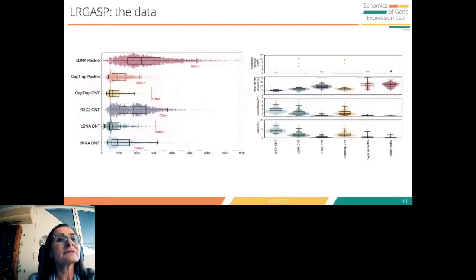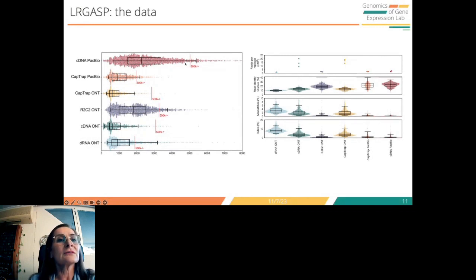So just to have a look at the data, I'm showing here different aspects. In this case, on the left, you have read length, and you have 6 different combinations of library preparation and sequencing platform. These 6 combinations were the ones that we generated. So here we have cDNA with PacBio. We also did PacBio with CapTrap. And then the 4 library preparations with nanopore, so the R2C2 and the direct RNA seq, direct RNA with nanopore.